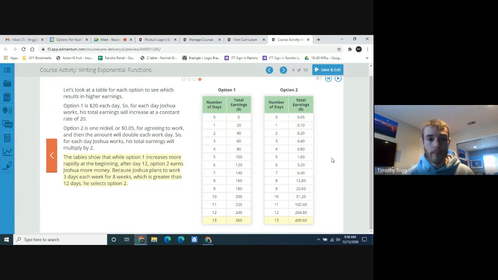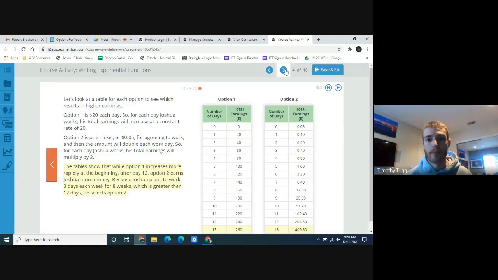So the tables show that while option 1 increases more rapidly at the beginning, after day 12, option 2 earns Joshua more money. Because Joshua plans to work 3 days each week for 8 weeks, which is greater than 12 days, he selects option 2. Okay.